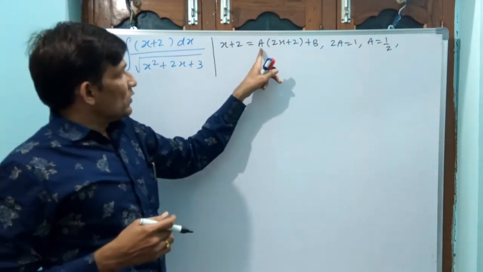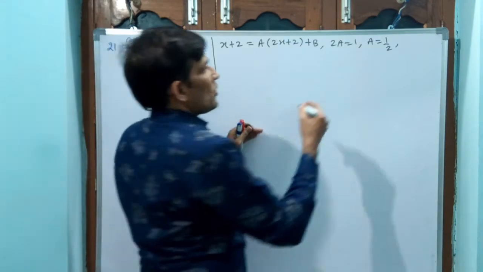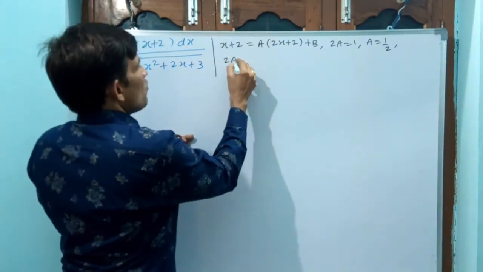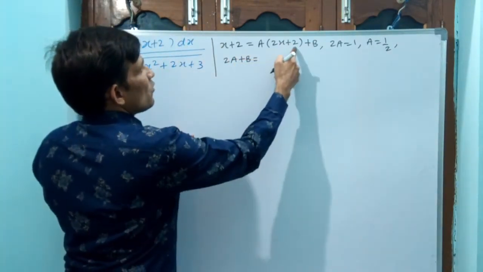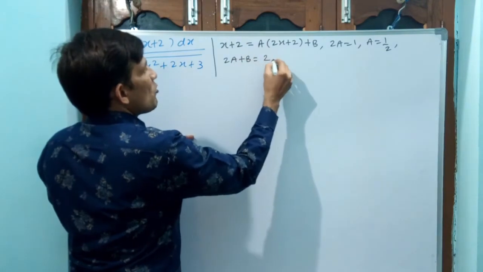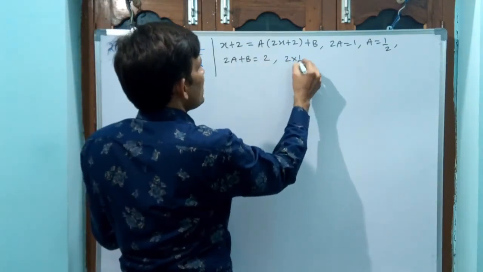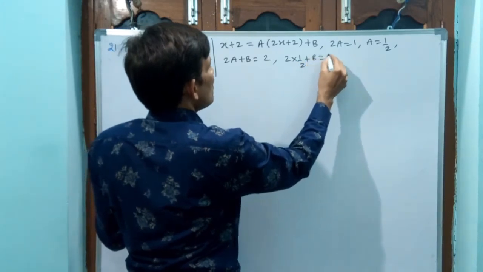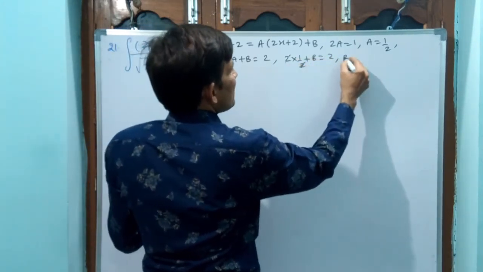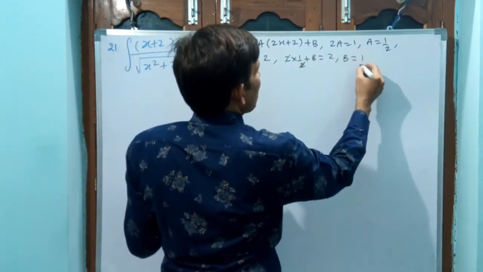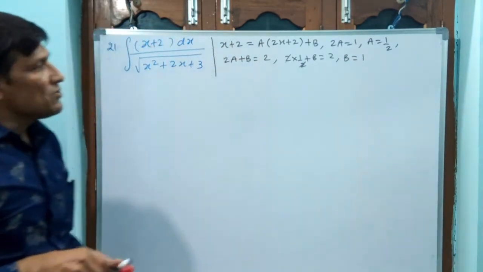And you see 2a plus b is equal to 2, the constant. Now see, a you have got 1 by 2, so 2 into 1 by 2 plus b is equal to 2. That means b is equal to 2 minus 1, which is 1. a is equal to 1 by 2, b is equal to 1.